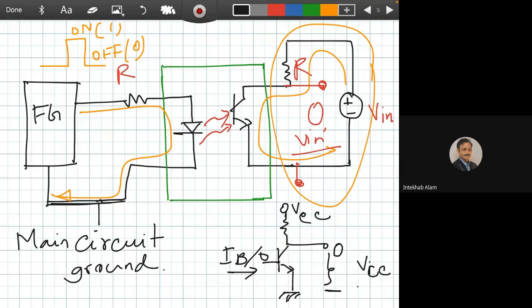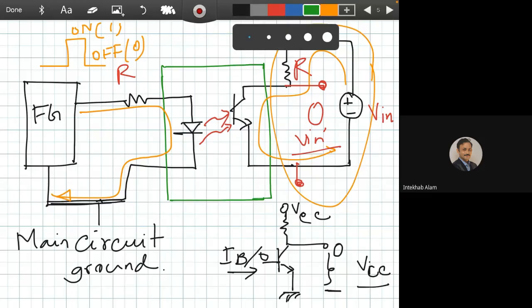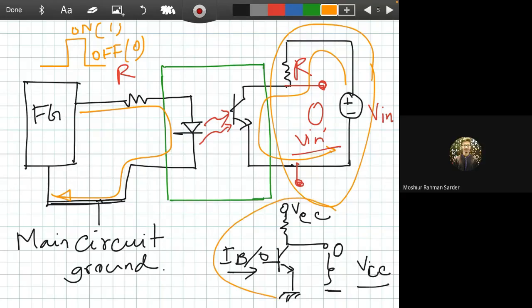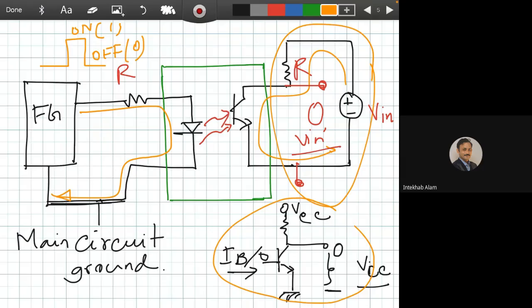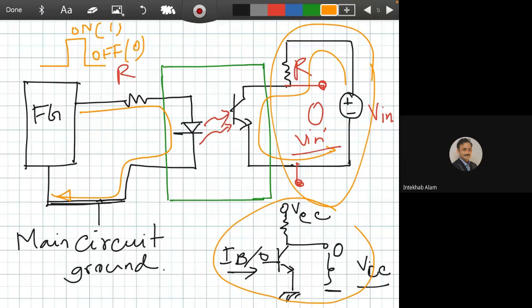You are habituated with this type of connection, the black one. Yes, sir. Okay. Do you understand? So I have done the same thing in the secondary side of the opto isolator. Okay. Do you have any question?